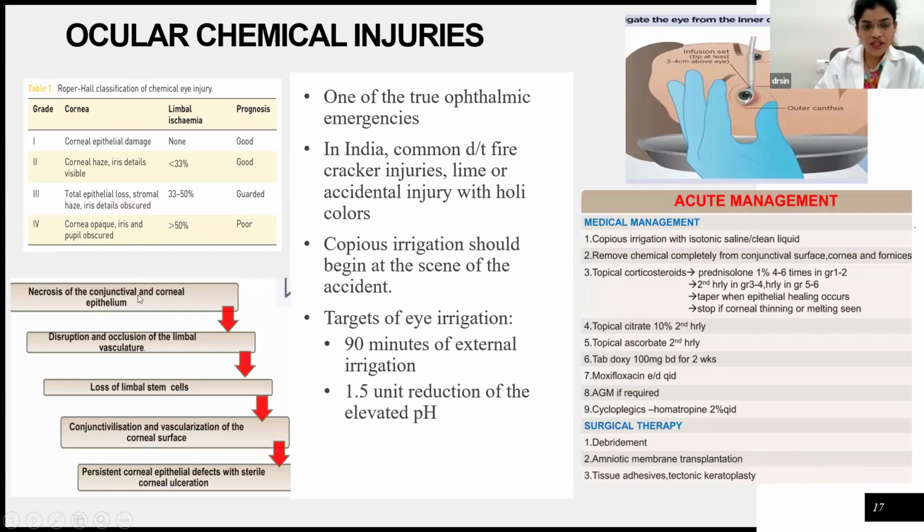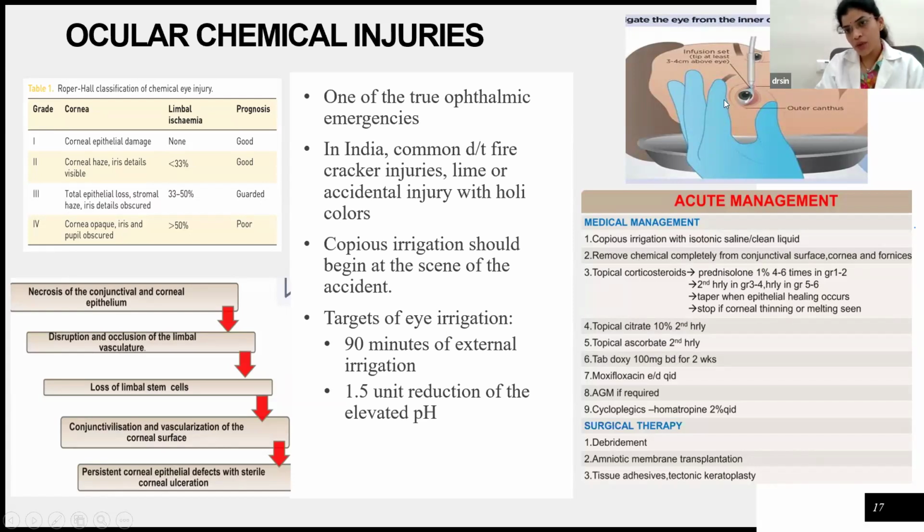The necrosis of the conjunctival and corneal epithelium happens, leading to disruption and occlusion of the limbal vasculature, thus resulting in loss of limbal stem cells, which further leads to conjunctivalization and vascularization of the corneal surface. And this results in persistent corneal epithelial defects with sterile corneal ulceration.